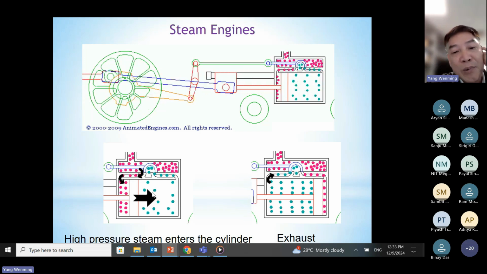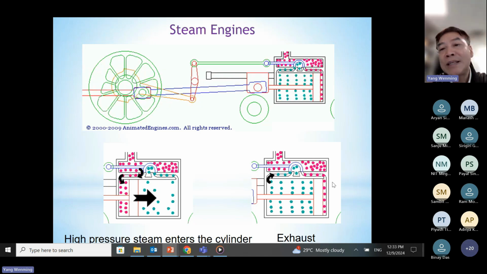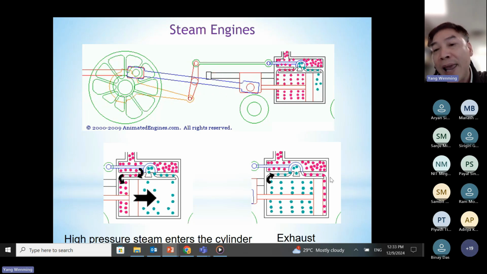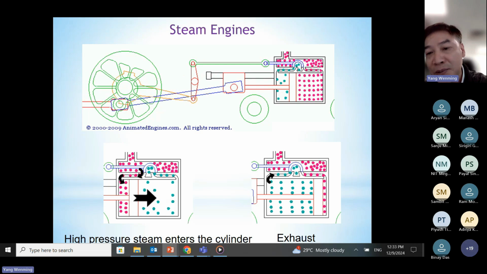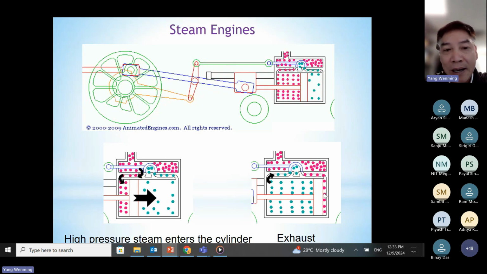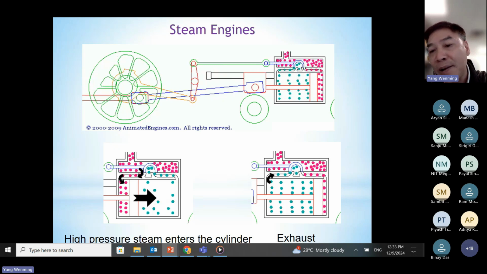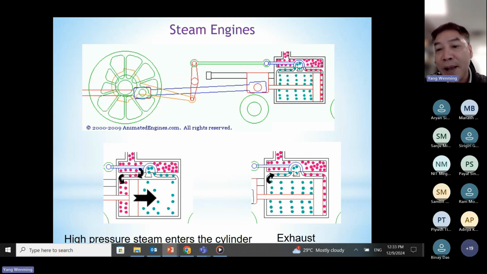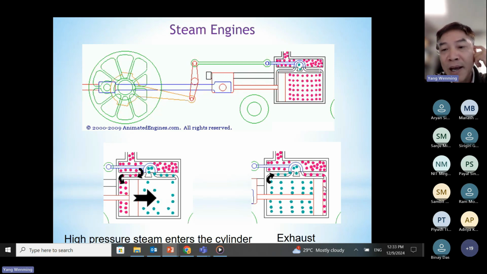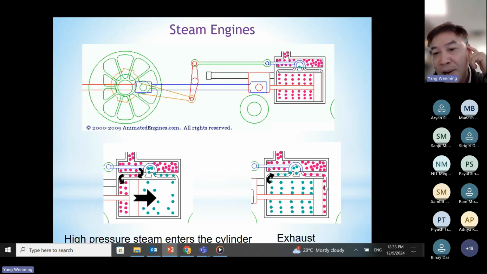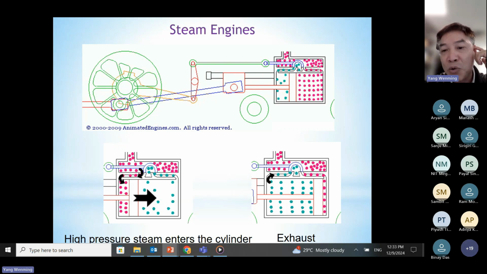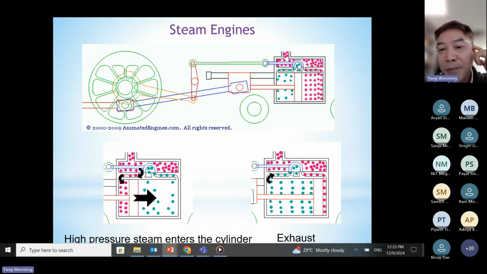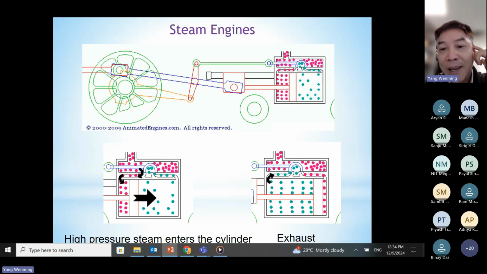Then when the piston moves to the right side, the inlet valve on the right side will open, and the high pressure, high temperature steam will enter this engine from the right side. At the same time, the exhaust port will open on the left side, correct? So again, the pressure difference between the right side and left side will push the piston to move from the right side to the left side. Again, in this process, we convert the thermal energy into mechanical power.